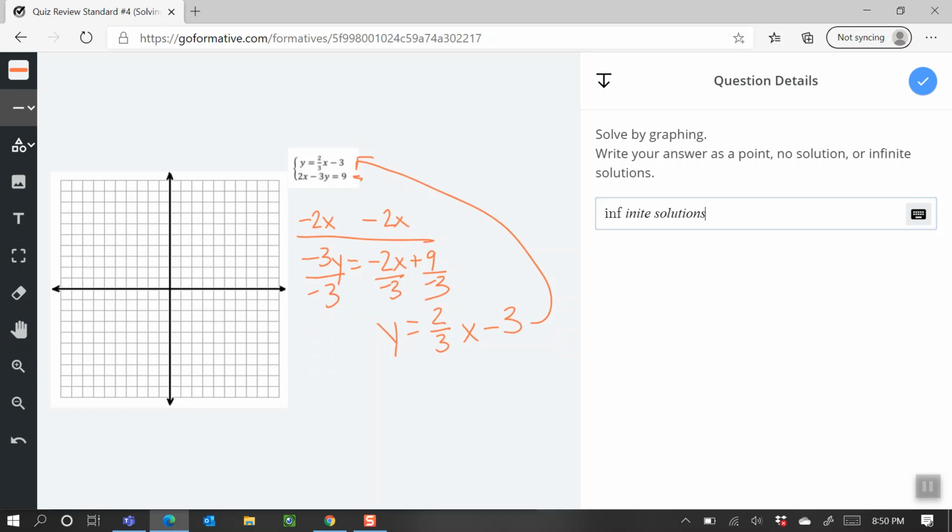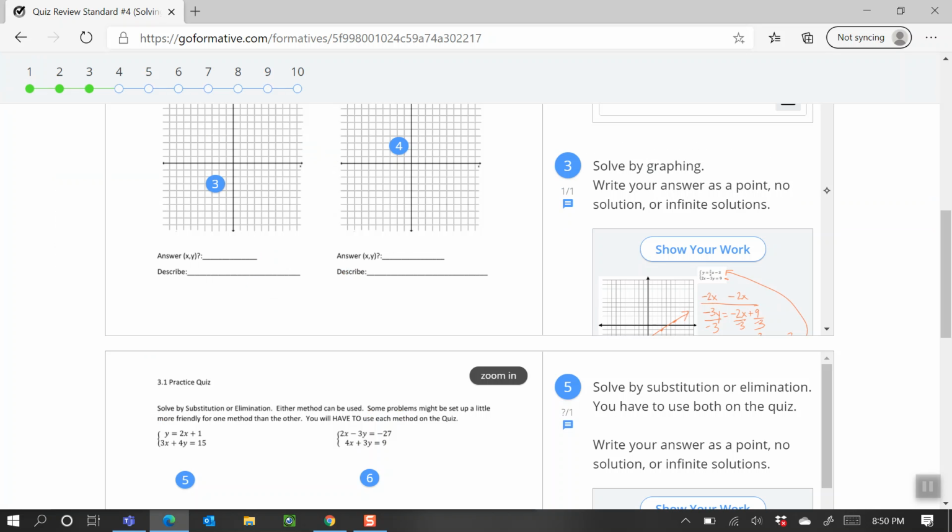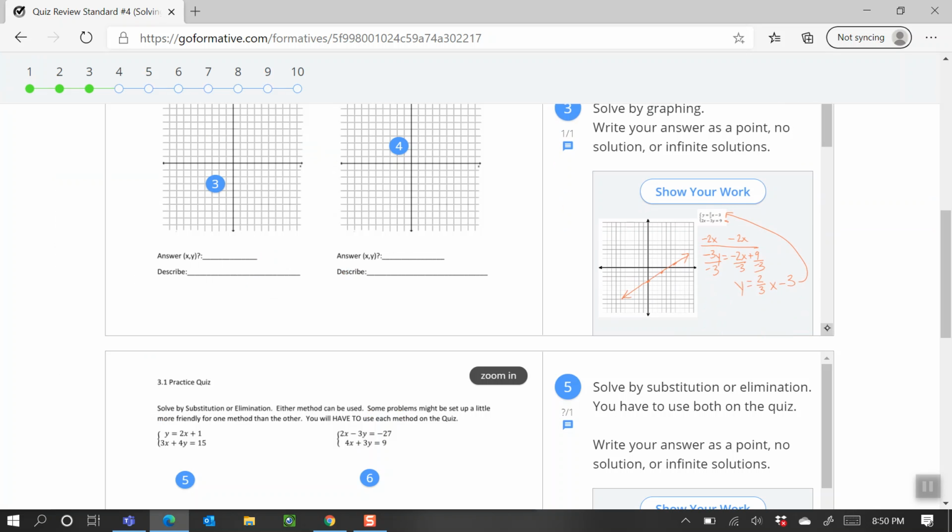When you graph this, you have to make sure you graph it. I'm not graphing it now, just showing you how you would solve it, but they are the same line. So when you graph it, they would be the exact same line on top of each other. I'm not taking the time to really care about how I'm graphing, but you would need to make sure that you show that they're the same line. Number 4, same thing.